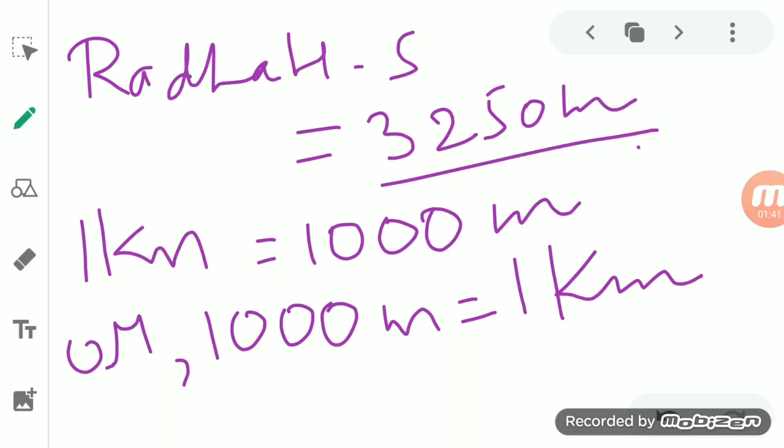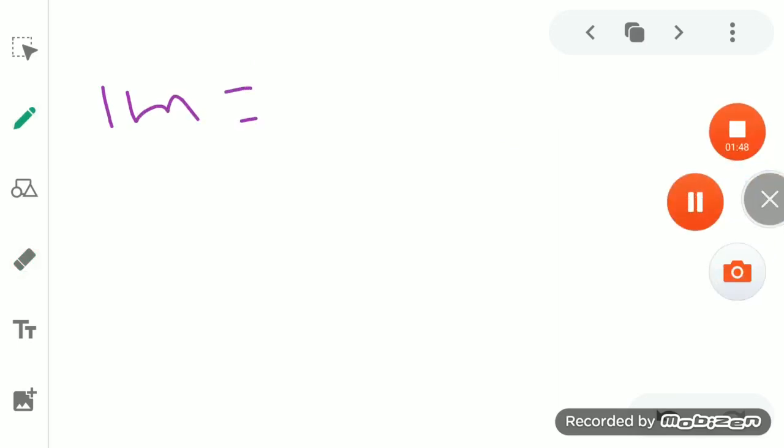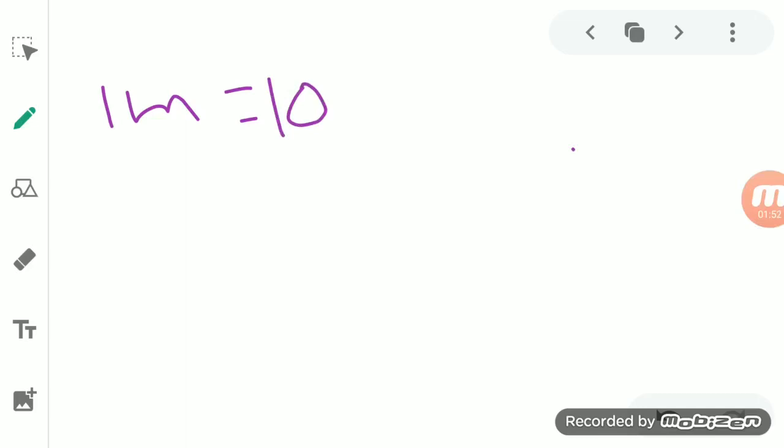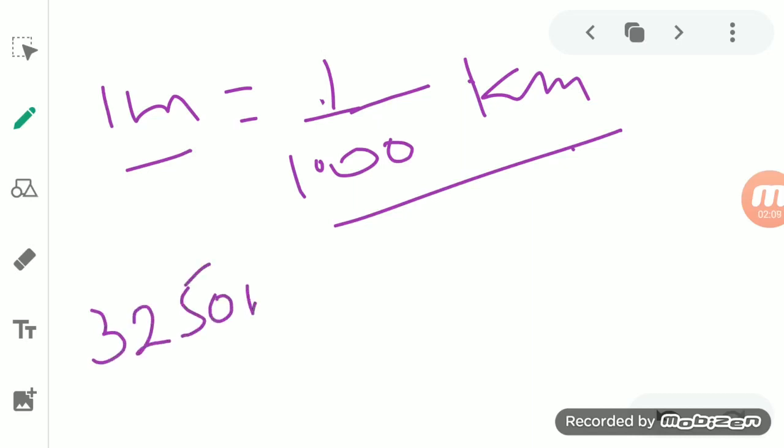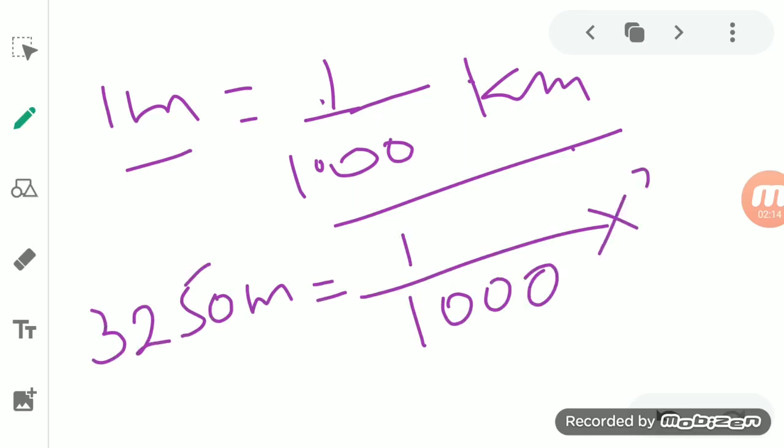So by this we can find it, or we can write it like this: 1 meter is equal to 1 by 1000 kilometer. So if 1 meter is equal to 1 by 1000 kilometer, then 3250 meter will be equal to 1 by 1000 into 3250 kilometer.